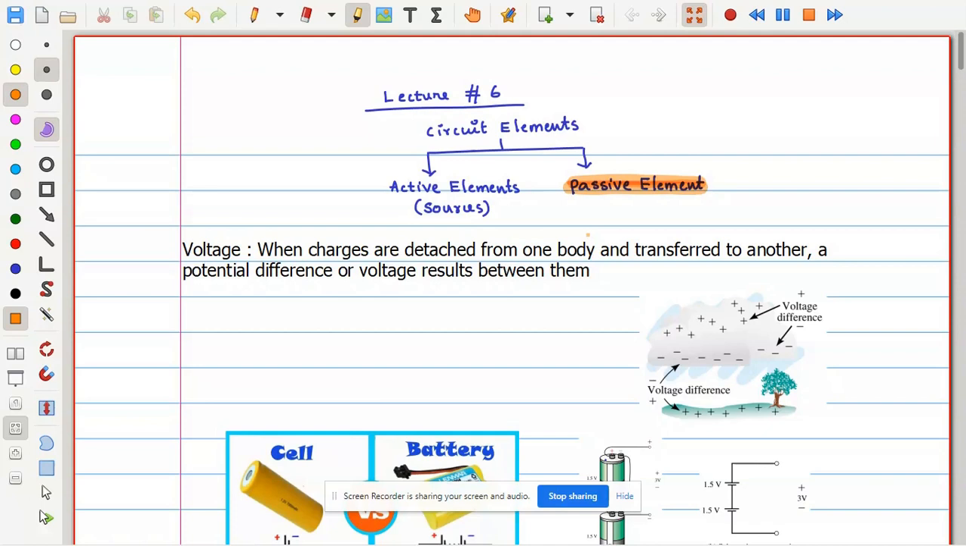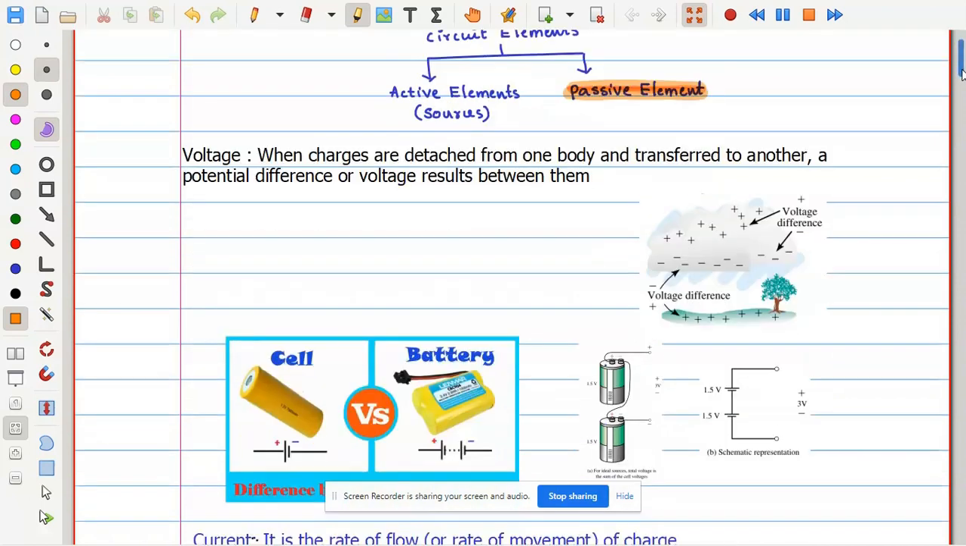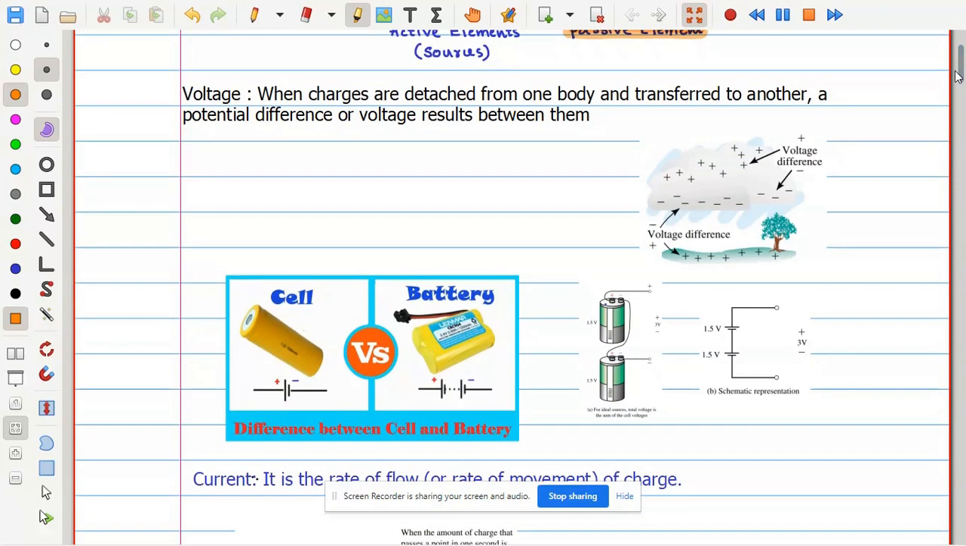Prior to that, let me quickly revise some of the important observations about the basic electrical quantities. Voltage is one of the basic quantities. We said that when charge is separated or detached from a body and transferred to another place, a distance is created between the charges, and then voltage is built between them. That is what we call potential difference, or simply voltage.